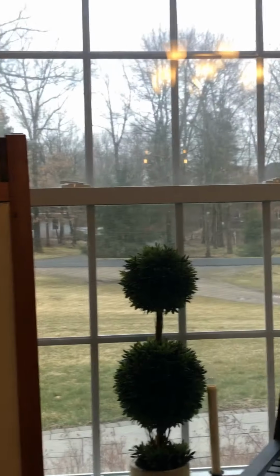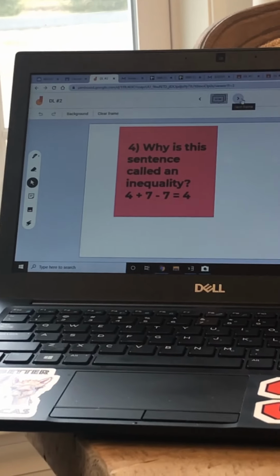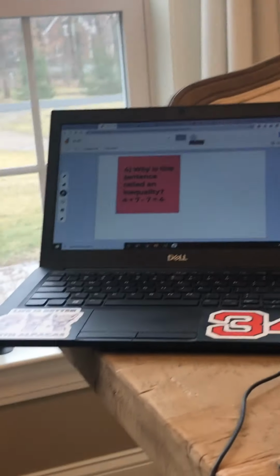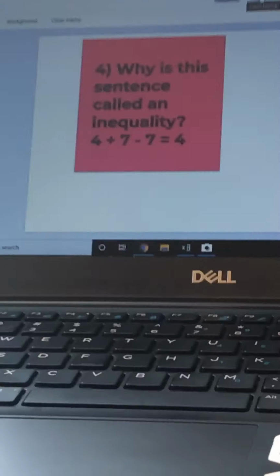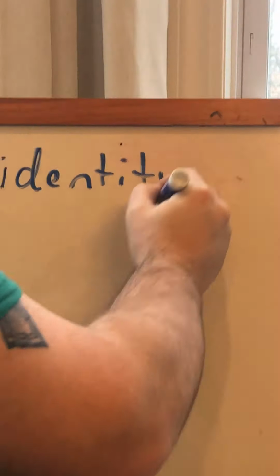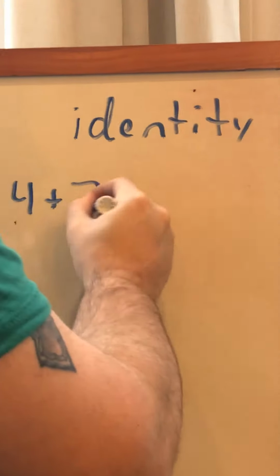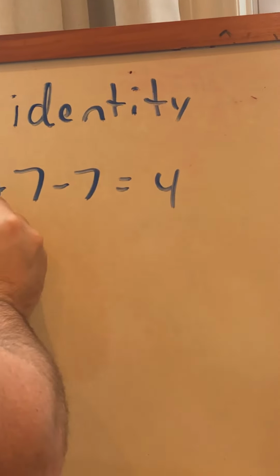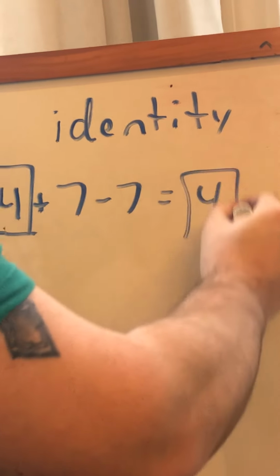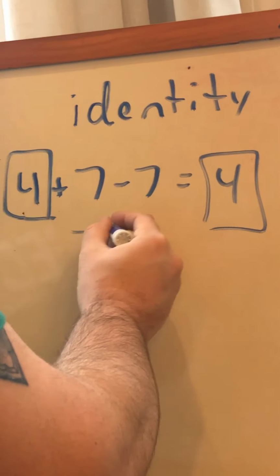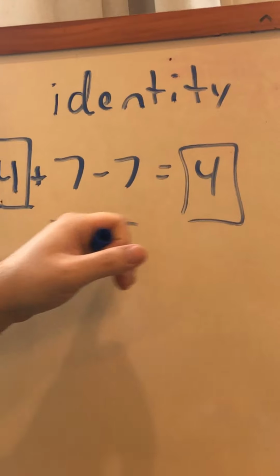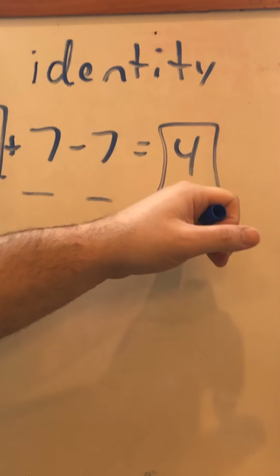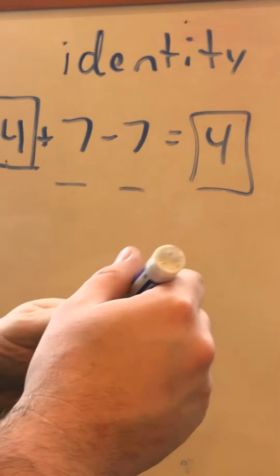Question number 4. Why is this sentence called an inequality? Well, first off, I mistyped. It should not have been an inequality. It should have been an identity. Oopsie. I did it late at night last night, and I wrote the wrong thing. It's called an identity because whatever you start with, you will end up identical to what you end with, as long as you do the opposite in the middle. The opposite of adding 7 is subtracting 7. So we end up identical to what we started with, as long as we do the opposite in the middle. And it's called an identity, not an inequality.